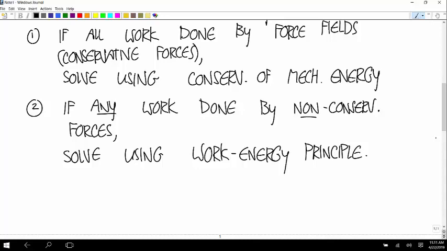Any homework questions? Number 14. Okay.